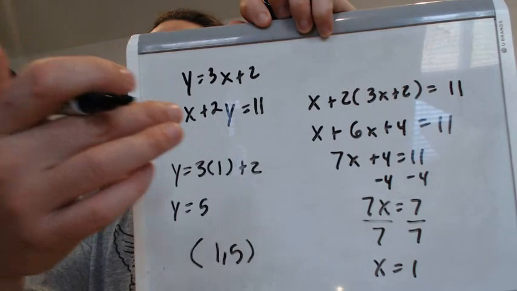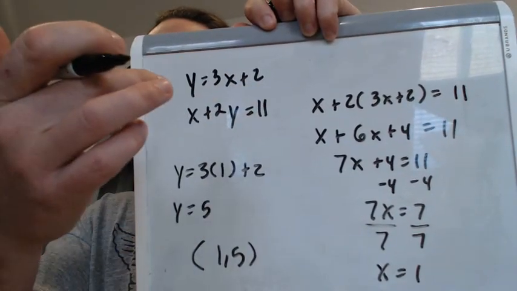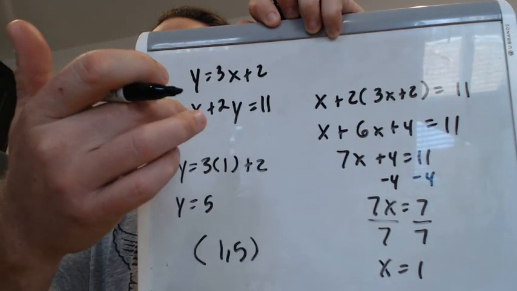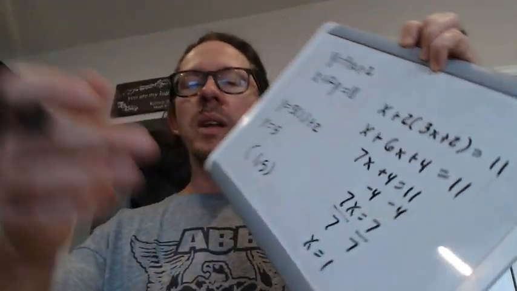So if you come back up here, right, look at the top one. 3 times 1 is 3 plus 2 is 5, right? Or the bottom one, 1 plus 2 times 5, which is 10. 1 plus 10 is 11. And so what we did there is called substitution, okay? Now, there's another way you could do these too. Maybe you remember elimination, okay?